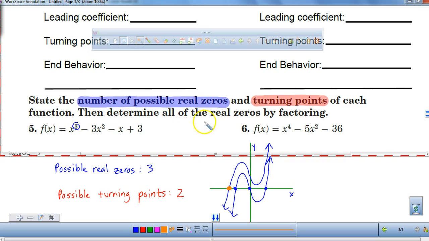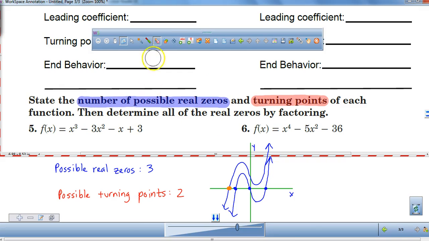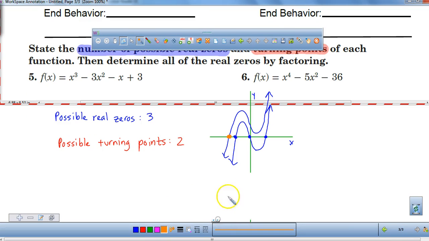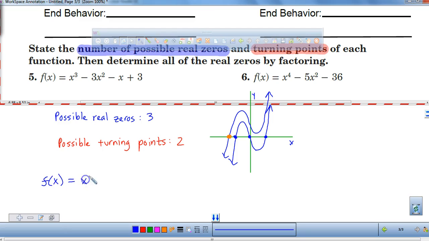Now it says, then determine all the real zeros by factoring. So you're like, okay, how do we factor this guy? Wow, looks a little intimidating. So we have f of x equals x cubed minus 3x squared minus x plus 3.